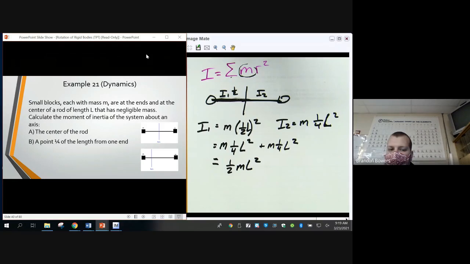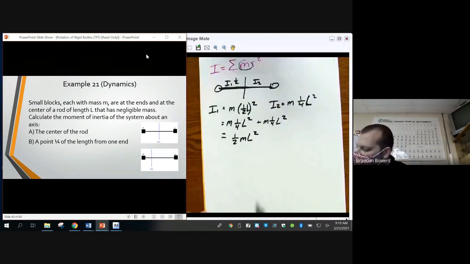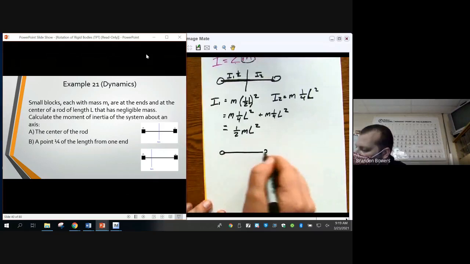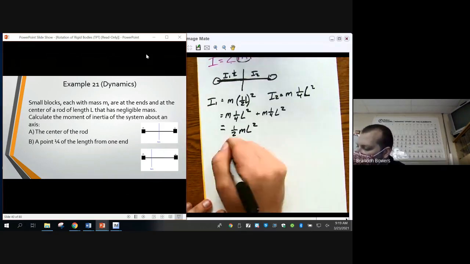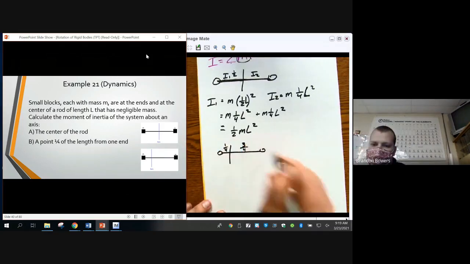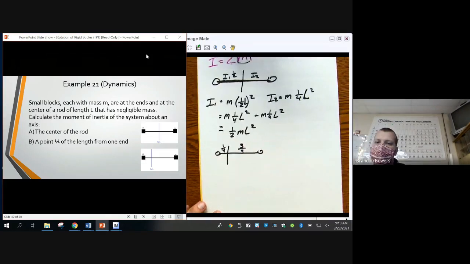Now try it for the point at 1/4 of the end. Okay, so the second part of the question, same setup, but the bar's here, and this is 1/4, and this is 3/4. Okay, so try that problem.